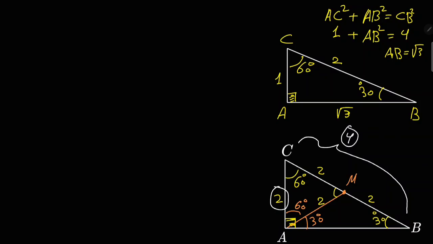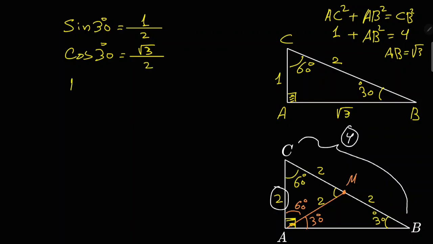And now I can calculate the sine of 30. It is the opposite divided by the hypotenuse. So 1 divided by 2. What is the cosine of 30 degrees? It is the adjacent divided by the hypotenuse, which is square root of 3, divided by 2. Tangent 30 degrees is the opposite divided by the adjacent, which is 1 divided by square root of 3.